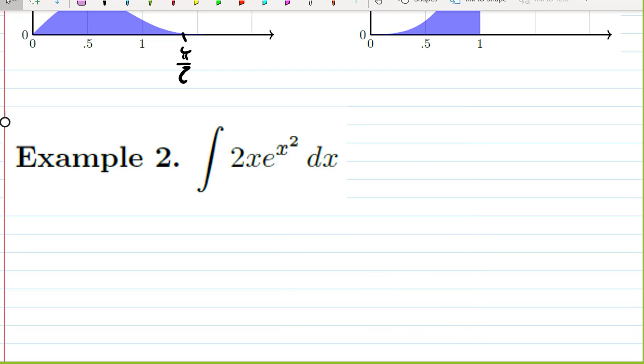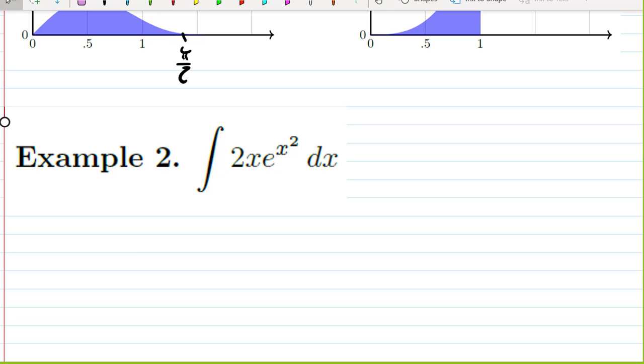So we have the indefinite integral of 2x e to the x squared dx, and we want to find the antiderivative. So, as mentioned at the beginning, u-substitution is the chain rule being used backwards.